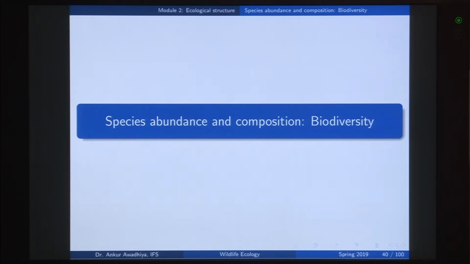Namaste. Moving on in our ecological structure module, we now move to the second lecture, which is species abundance and composition, or biodiversity. The ecological structure is comprised of a number of species, and so it becomes very important to understand how many species there are, how they are distributed, and what the composition is in a particular ecosystem. So, how many individuals are there of each species, which is the study of biodiversity.